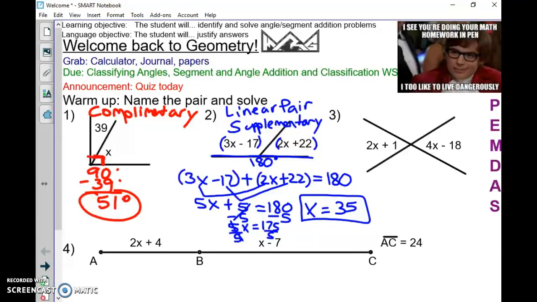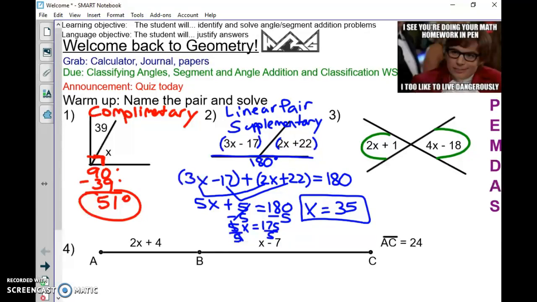Number 3, what do we call these angles that are across from each other? Okay? They're called vertical angles. Today on your quiz, you might have some vertical angles, and you know they're vertical if they're across from each other. Not next to each other. They're not linear pairs, but they're across from each other. So this angle and this angle are across from each other.